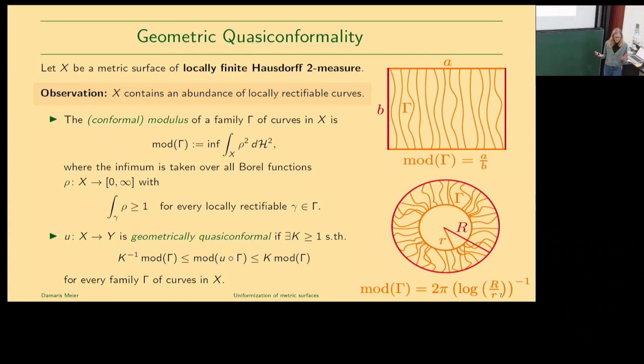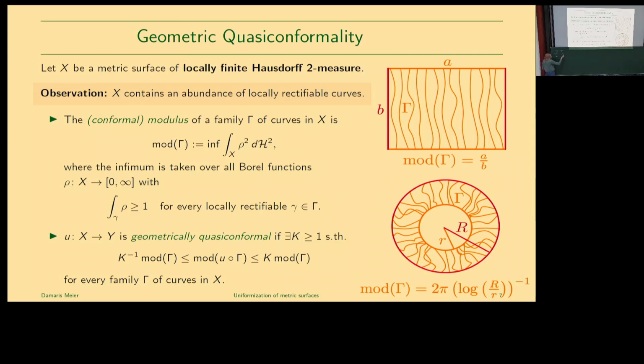Now, maybe let's do a little example just to see what it is. Namely, here, well, I've already drawn the solution, but just to get a feeling. So if we have a rectangle of side lengths A and B, and we consider the family of curves joining opposite sides, so that's Gamma.